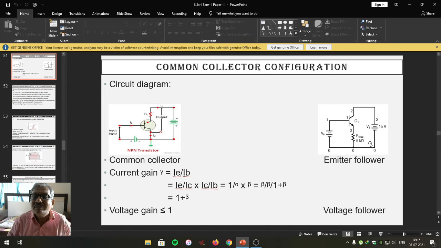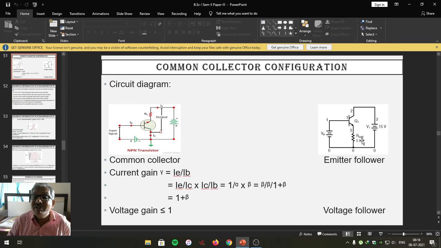This circuit, we can call it the emitter follower circuit, because we are taking output across emitter and output follows the input. That is the speciality. What I am saying, please try to remember the words. Here output is taken across emitter. No doubt, here also output is taken across emitter and output follows the input.